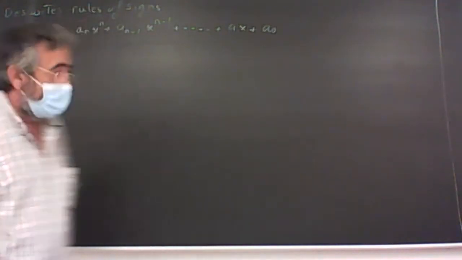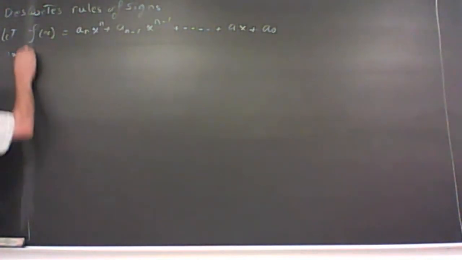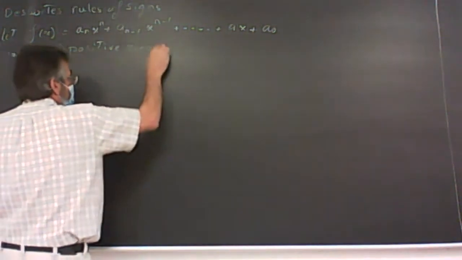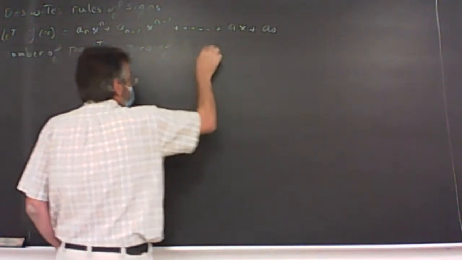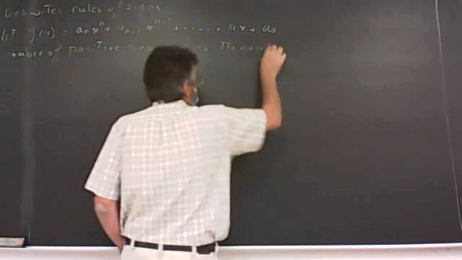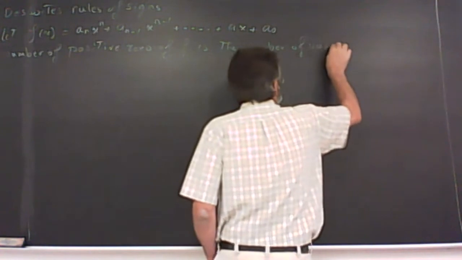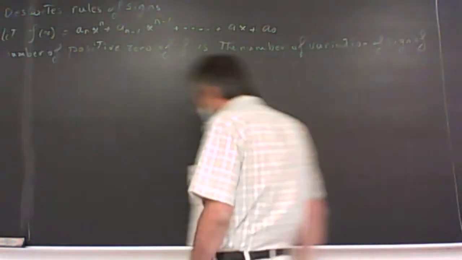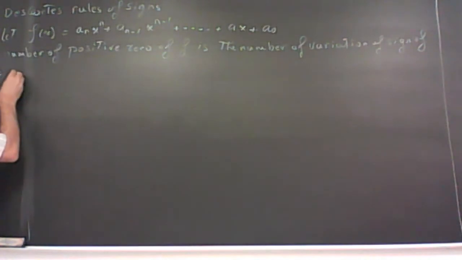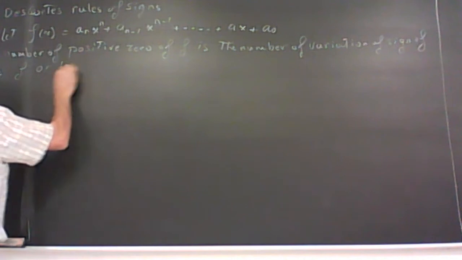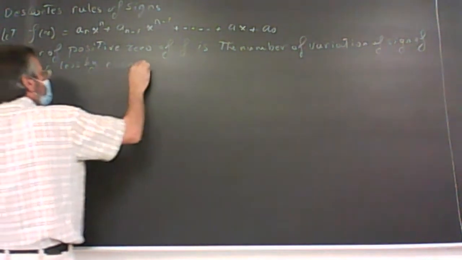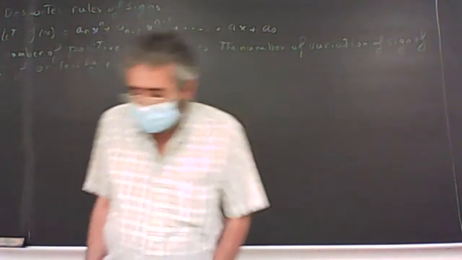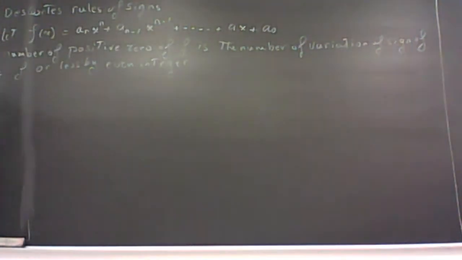What does that mean? So the number of positive zeros of f is the number of variations of sign of f, or less by an even integer. Okay?